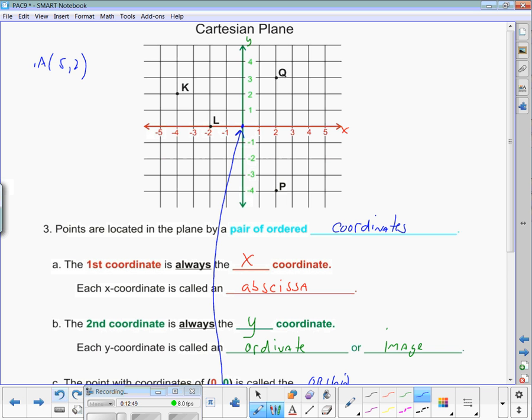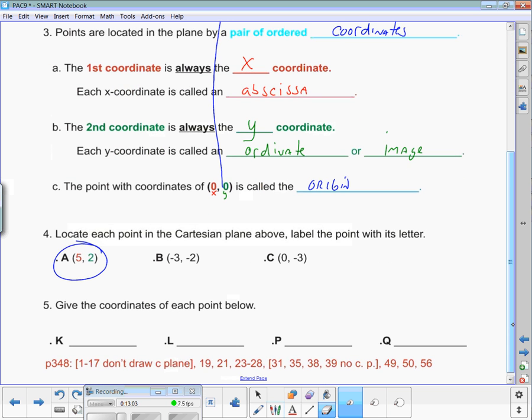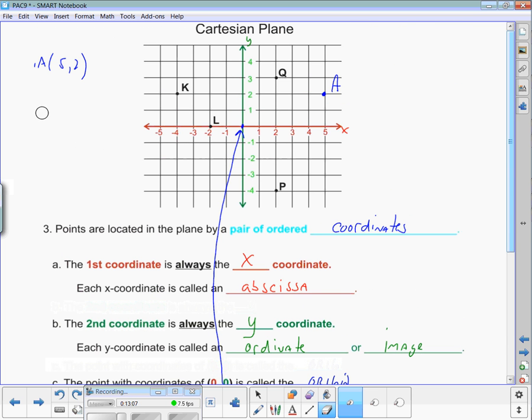You got to think of it one way or the other. I just go to 5 on the x and up to 2 on the y, put my point and label it with point A. Okay? All right, so there's point A. How about, why don't you try point B at (-3, -2)? Point B, where would you put it for (-3, -2)? Point B at (-3, -2).